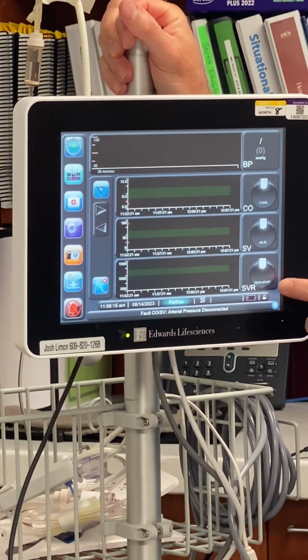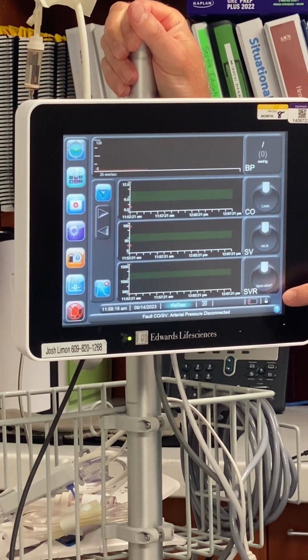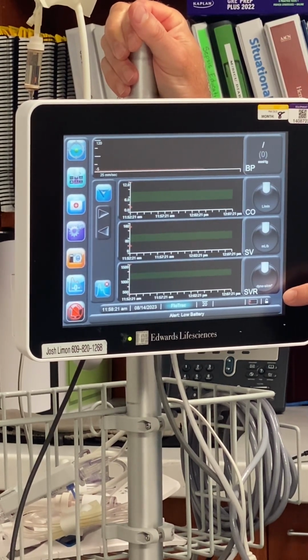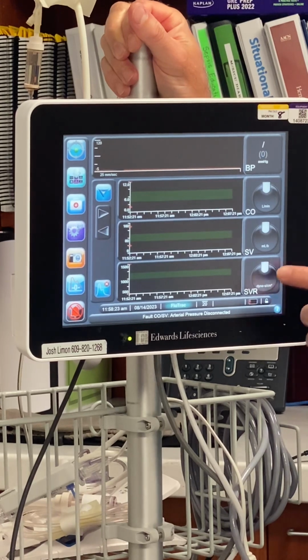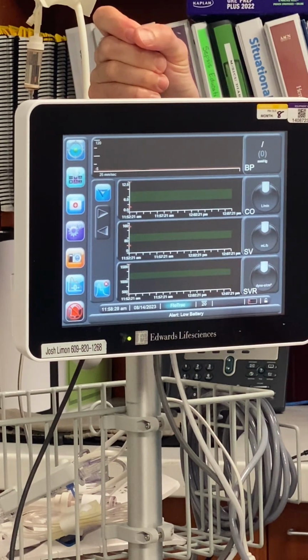So if you want to enter, we do need a CVP for SVR, and that equation is MAP minus CVP divided by cardiac output. So the CVP in that equation is really not a big driving factor in the SVR equation. It's really your MAP and cardiac output.